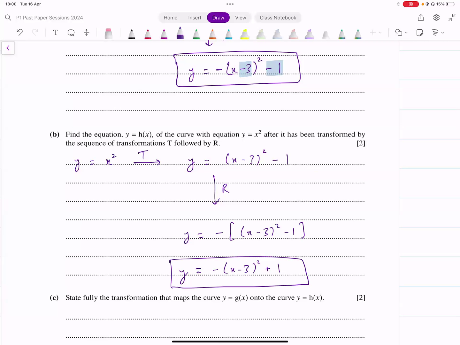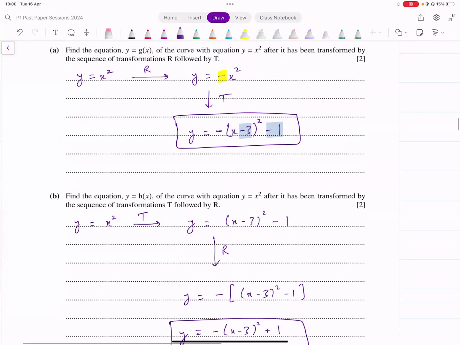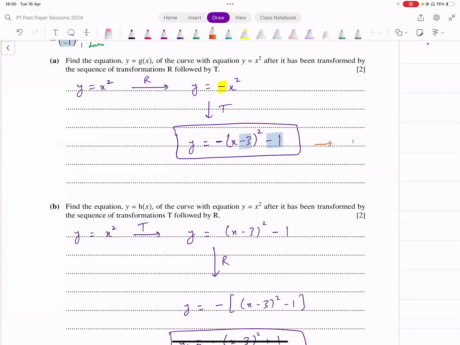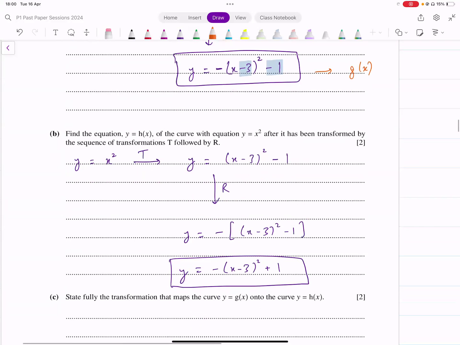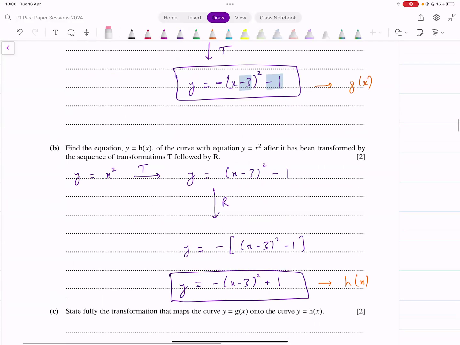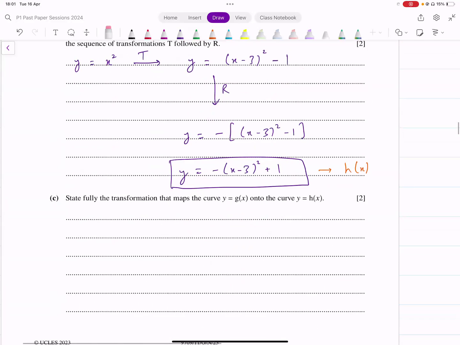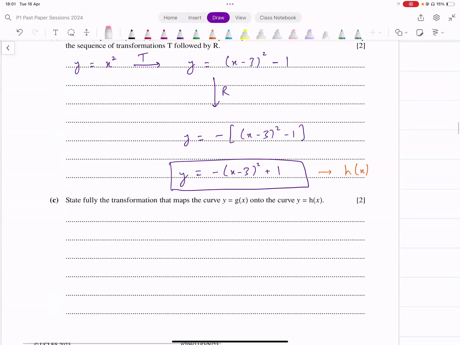Okay. Now they're saying the first function is g of x. So they're saying this is g of x, and they've also told that this is h of x, right? This is the result that we get from that. So we have a function g of x and a function h of x. Now they say state fully the transformation that maps the curve g of x onto the curve h of x.